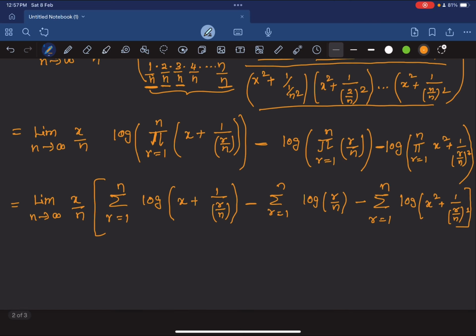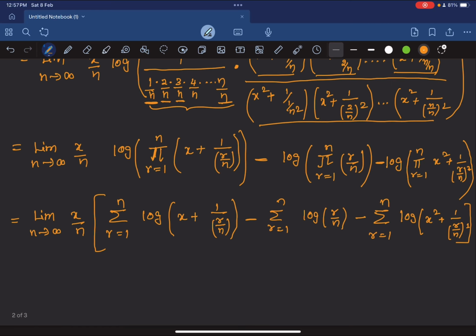Alright. Now this particular x, here the limit is on the n. So x is independent of the limit. So you can bring out x. So this will be limit n tends to, and you can bring out this x. So we have the x here.